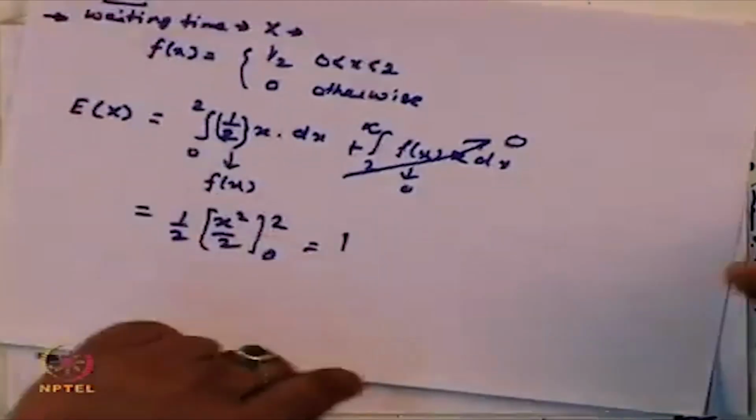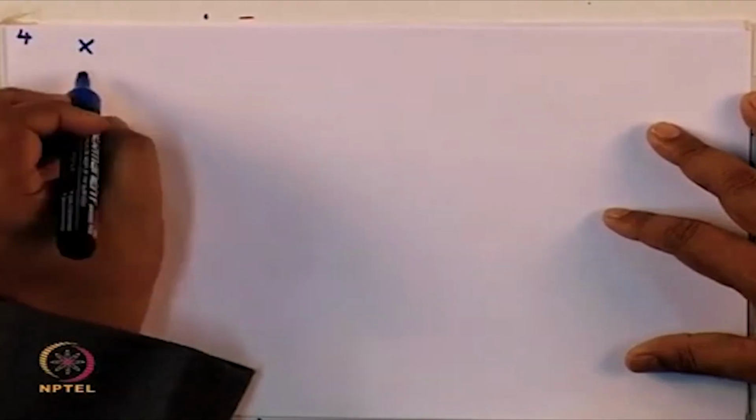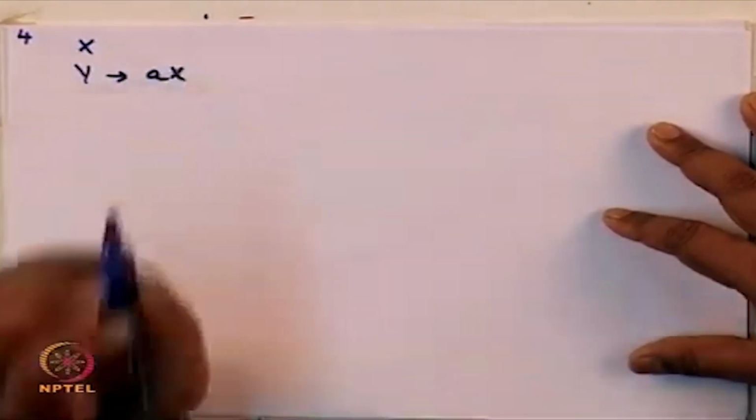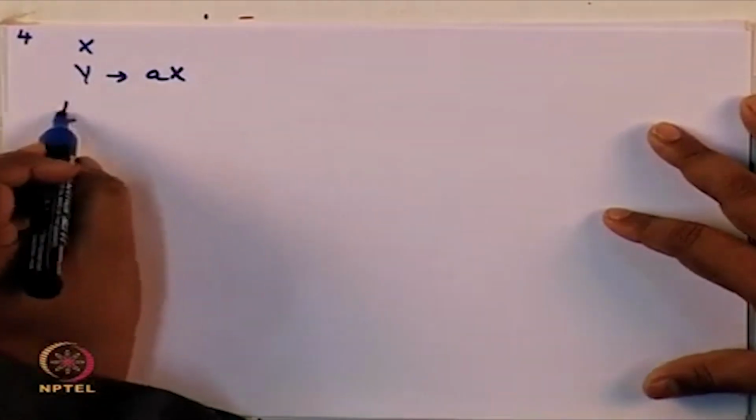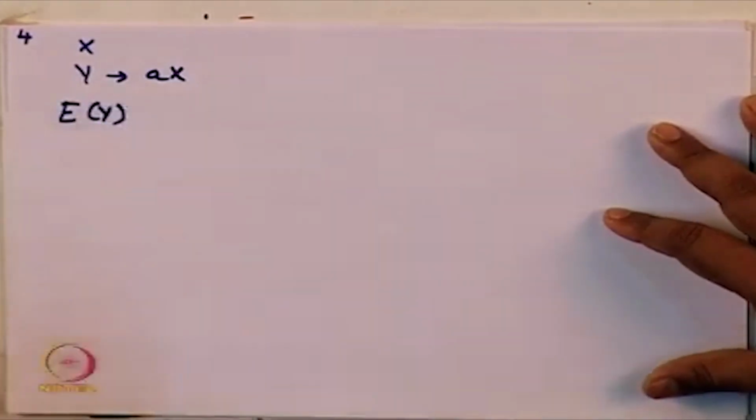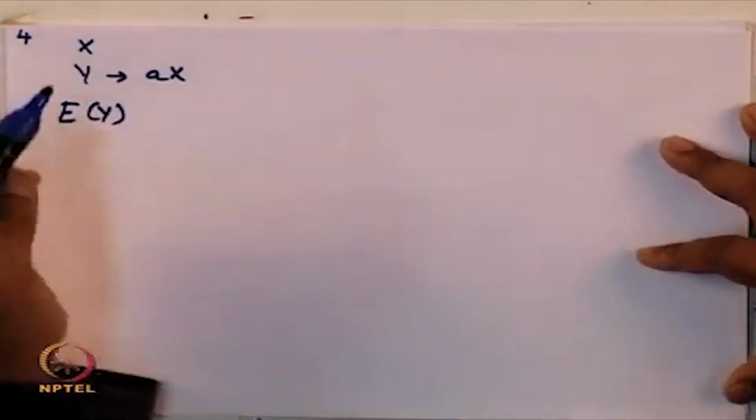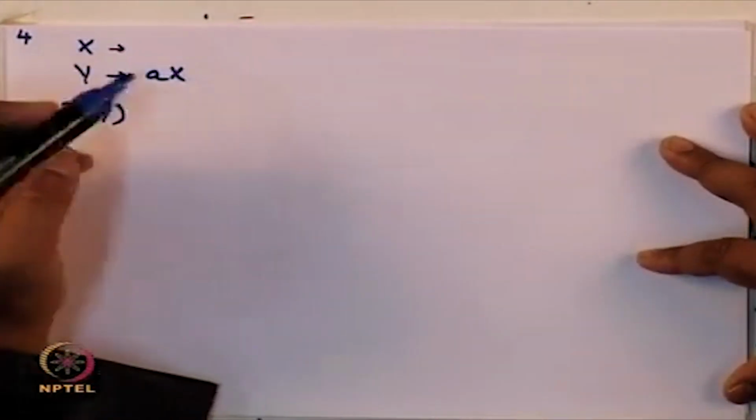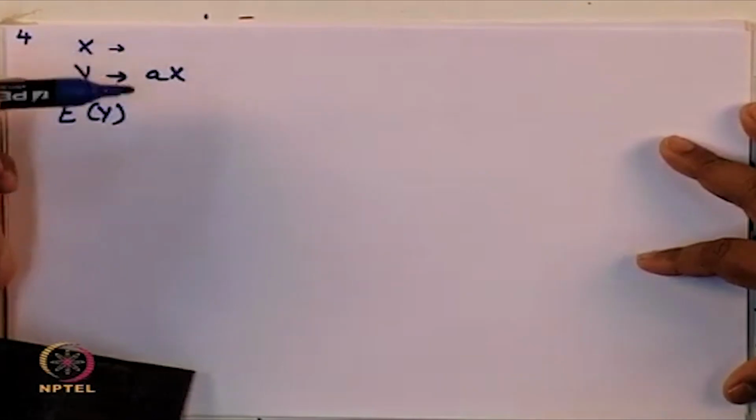Okay. So, let us now do some basic algebra with expectations. Imagine you have this random variable x and you have another variable y, which is defined as a times x. What is going to be the value of E of y? This assumes that for a given x, the underlying probability density function is the same.